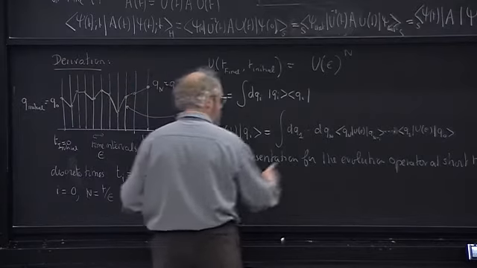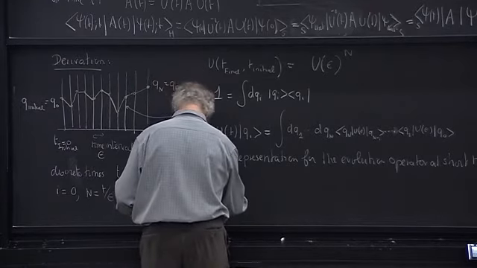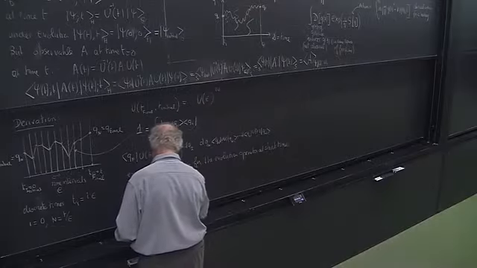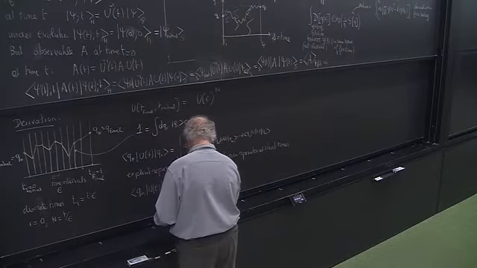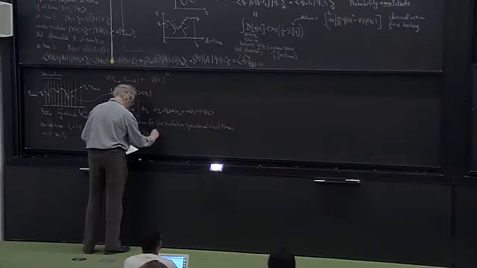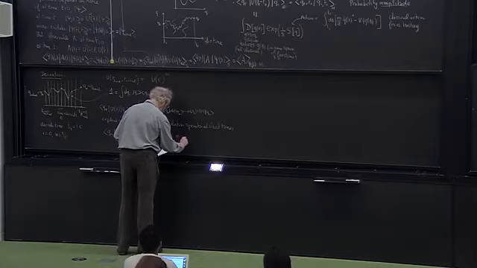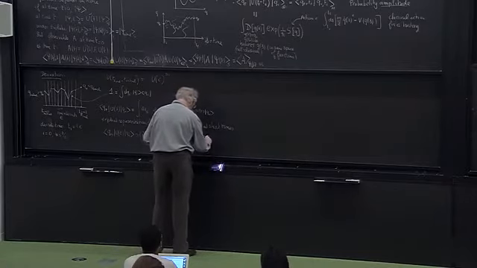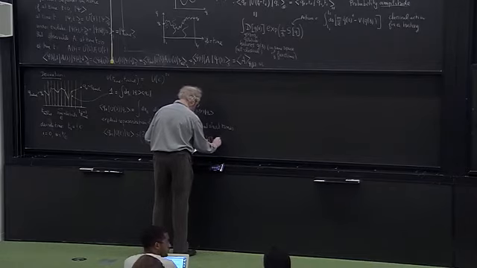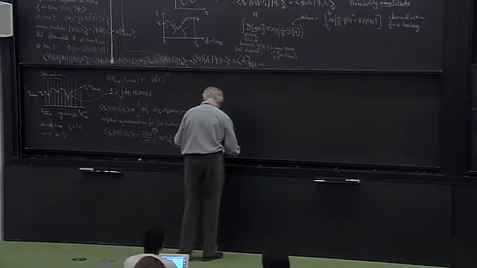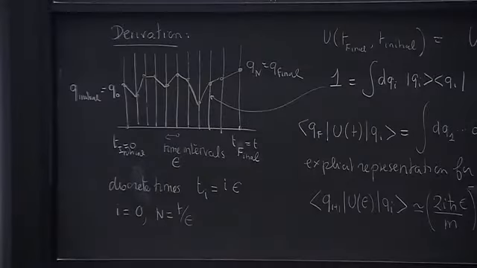And the final result is that if I write this evolution operator, <q_{i+1}|U of epsilon|q_i>, this is approximately (2πi ħ epsilon divided by m) to the power minus 1/2 times exponential of i over ħ times [m over 2 times (q_{i+1} minus q_i) squared divided by epsilon, minus epsilon times (V of q_{i+1} plus V of q_i) divided by 2], plus higher order terms which are of order epsilon squared, basically.